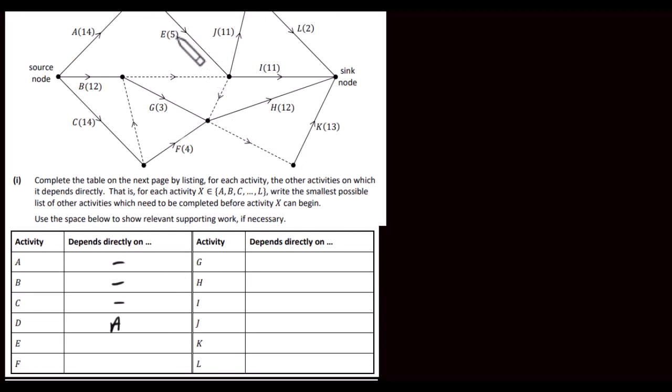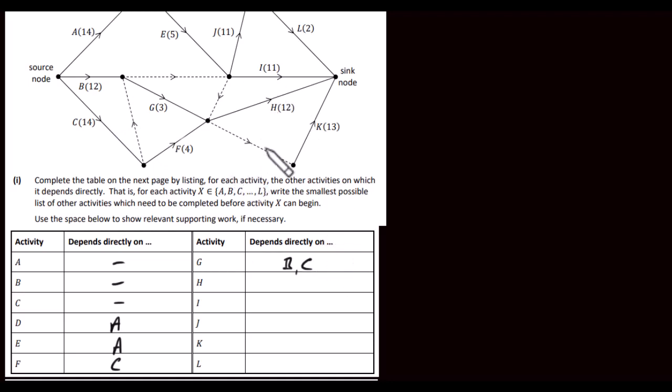E then is here. That's also going to be just dependent on A. And then F, which is here. F is dependent just on C. There's only one arrow pointing into it here, so it's just going to be dependent on C. G then is here. So G is dependent on B, and it's also actually dependent on C here because of this dummy activity. So we've got to put B and C here.